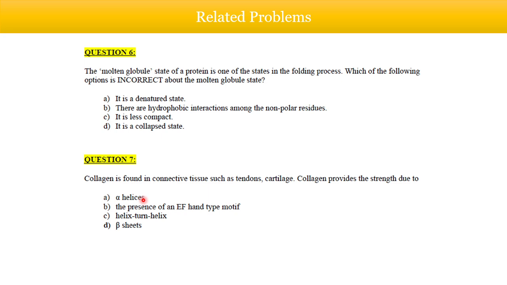So what is collagen? Collagen is a coiled coil protein. Why is it a coiled coil? Because it has three chains. All of these are three alpha helices, and these three alpha helices are intertwined among themselves. It is not like three separate alpha helices connected by something. The three alpha helices are intertwined. So it is a coiled coil protein, and its strength comes from the alpha helices. Option A.